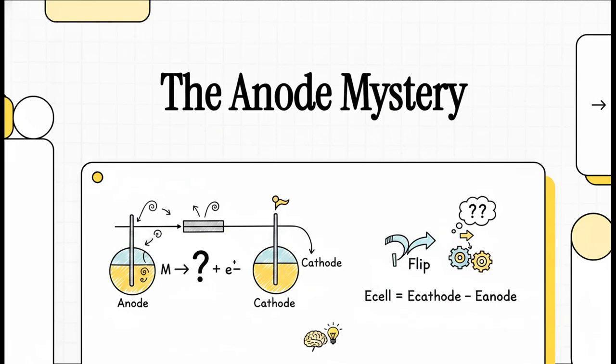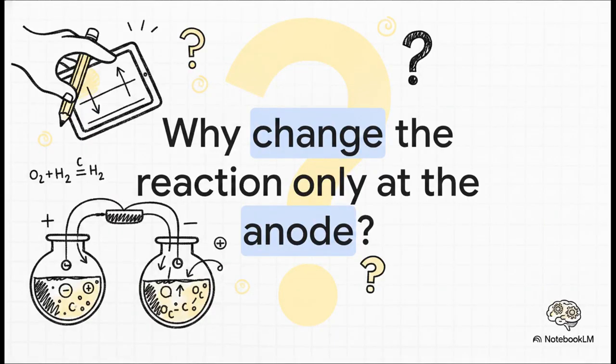Today, we're jumping right into this explainer to clear up one of the most frustrating, head-scratching topics in electrochemistry, standard electrode potentials. Specifically, we're going to finally solve the infamous anode mystery. Okay, so let's just ask the exact question that's probably been bugging you all year. Standard tables give us reduction potentials, but oxidation happens at the anode. So why do we have to flip it?